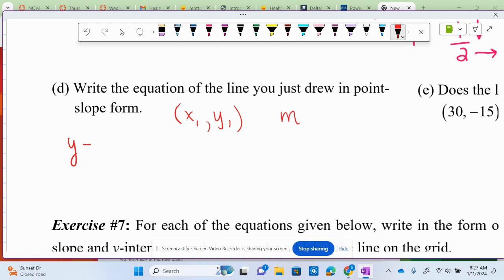It was on the front page of our notes. Look at the front page of your notes. Not you. Front page of your notes. What's point slope form? Go ahead, Hayden. What is the form of the equation point slope? It's in the box at the front. What do you got, Sebastian?